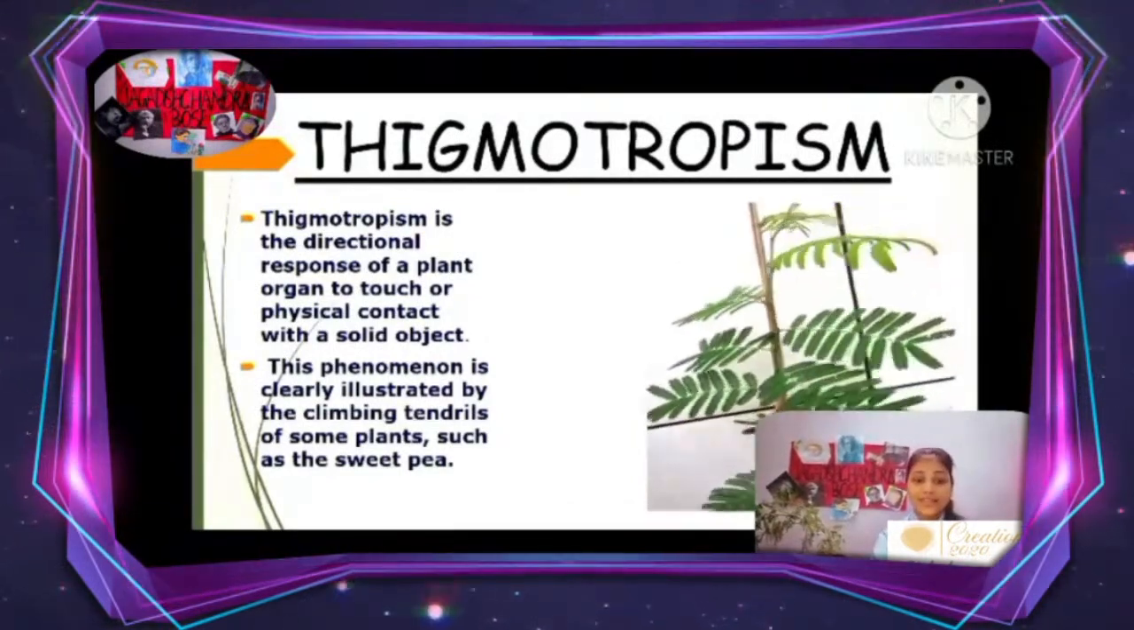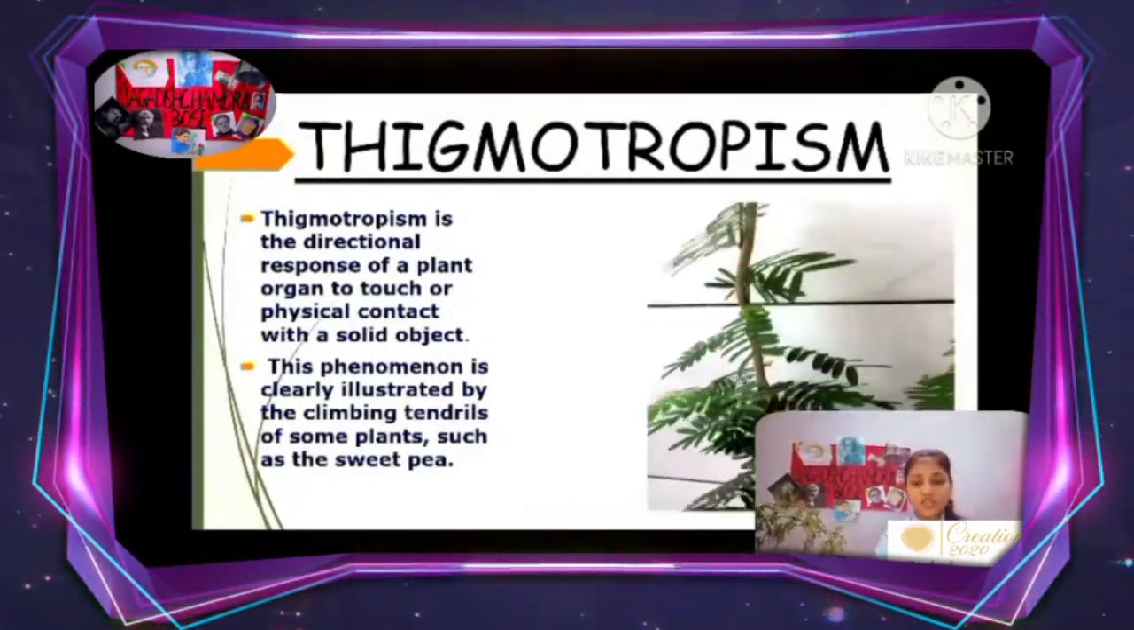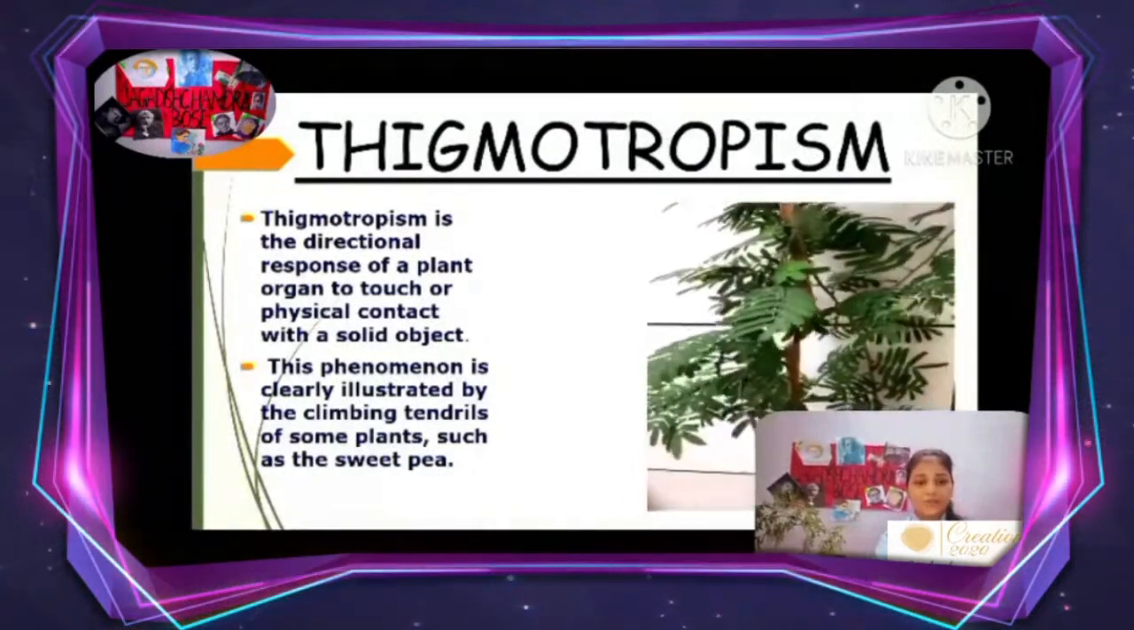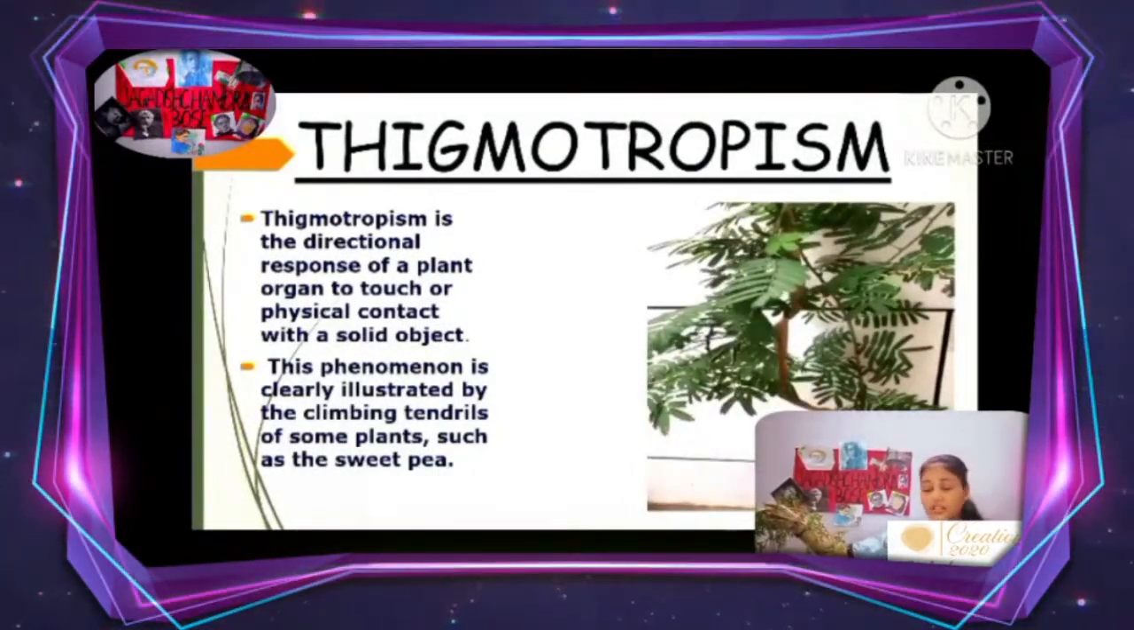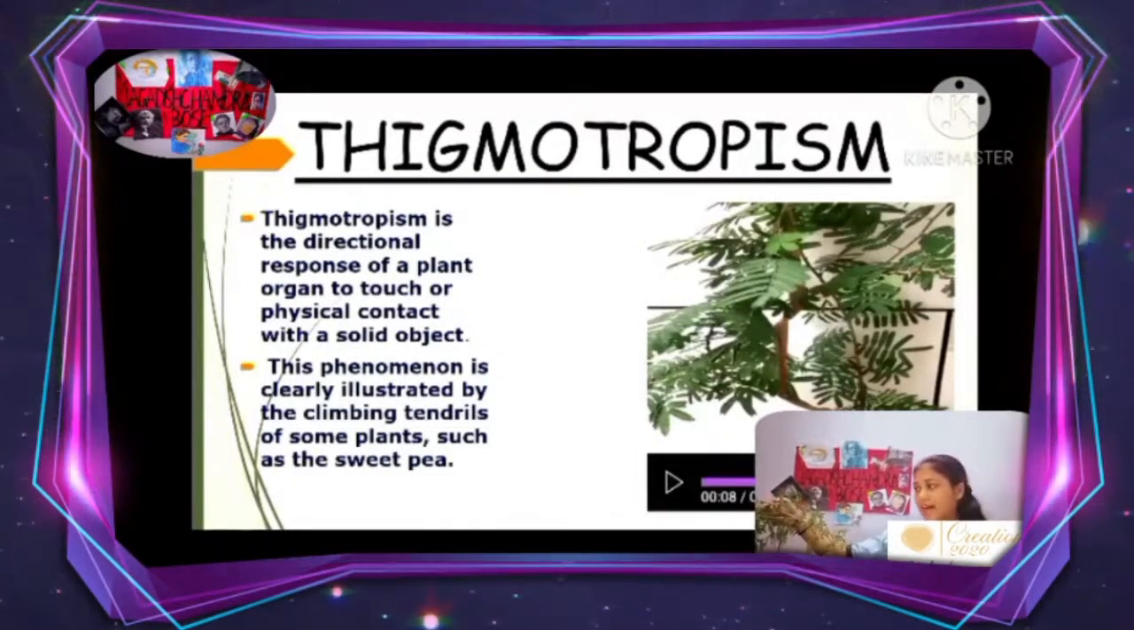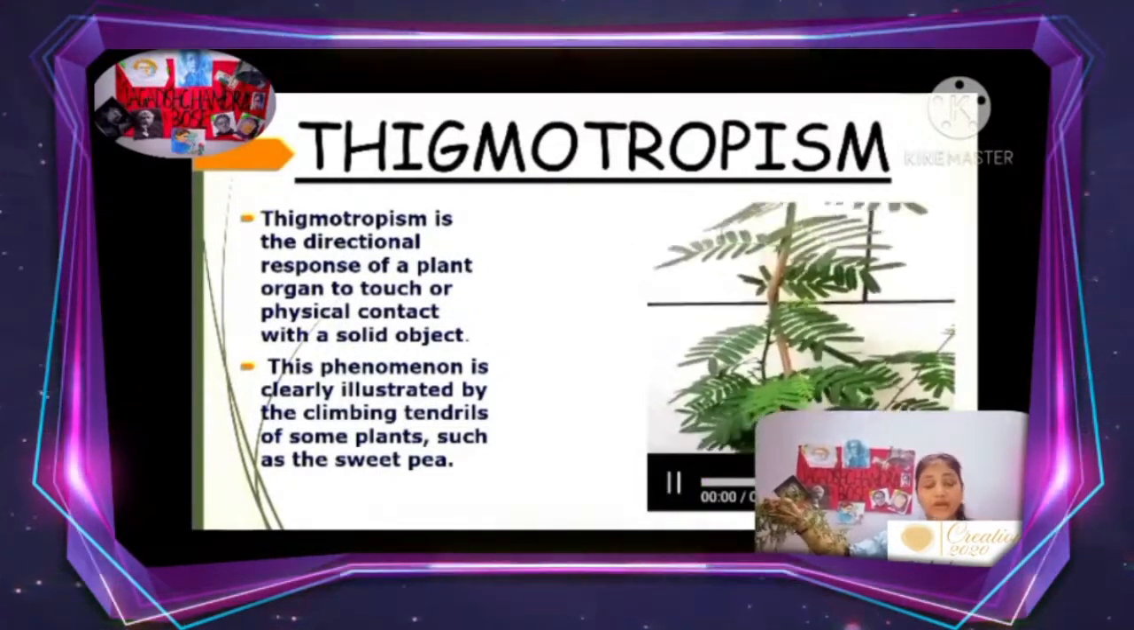This phenomenon is clearly illustrated by the climbing tendrils of some plants such as sweet pea and Prosopis cineraria. As you can see right here, this plant is also showing thigmotropism as it is growing along the length of the rope.